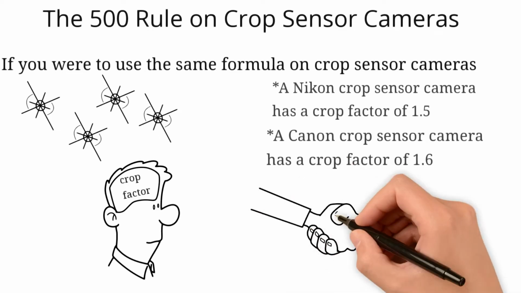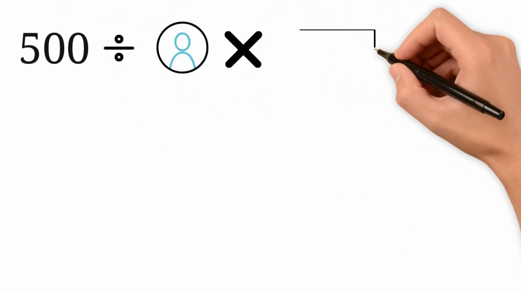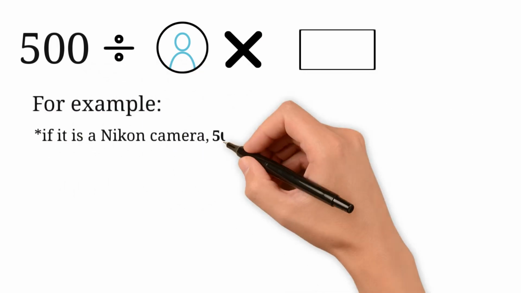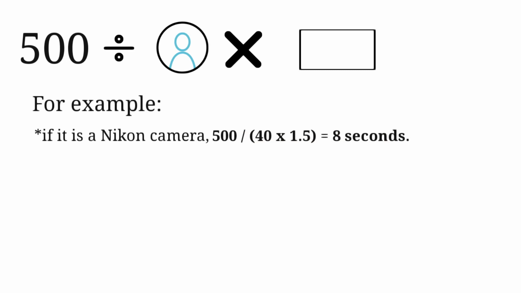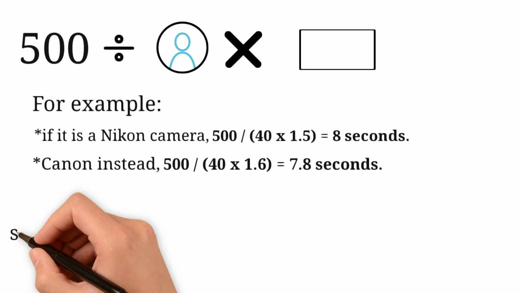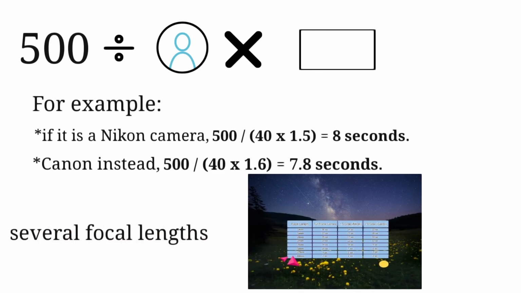Since a new number has joined the game, yet again, you take 500 divided by the focal length number, and now multiply it by the crop factor of your camera. For example, if it is a Nikon camera, 500/40 x 1.5 equals 8 seconds. Let's say you own a Canon instead, 500/40 x 1.6 equals 7.8 seconds. A table with several focal lengths, and the settings you can use can be seen below.